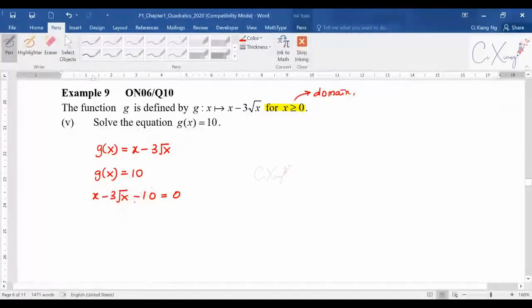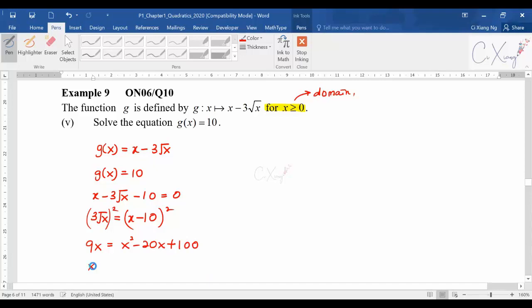When you look at this one, how are you going to solve this question? That means how are you going to find the value for x? There are a few ways. The most commonly seen one is this: students will group the 3 square root x on one side, and have x minus 10 on the other side. Then they usually square both sides. When you square both sides, 3 squared is 9, square root x squared gives x, so you get 9x equals x squared minus 20x plus 100.